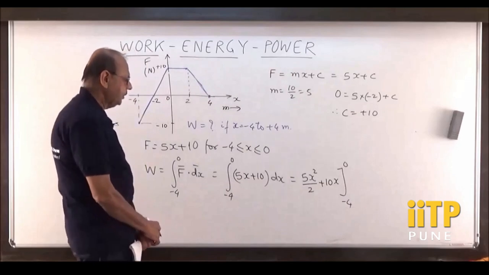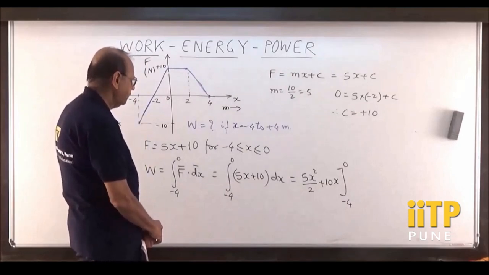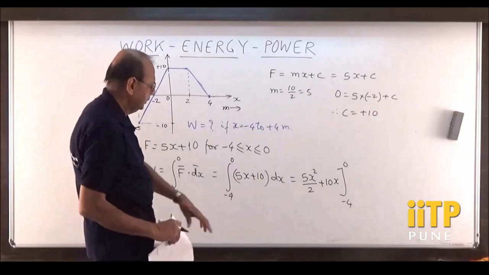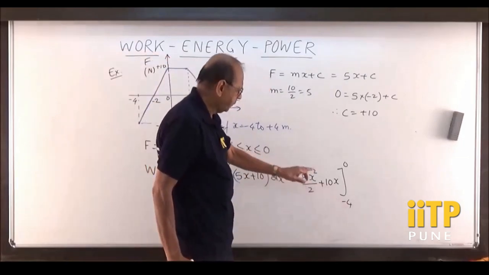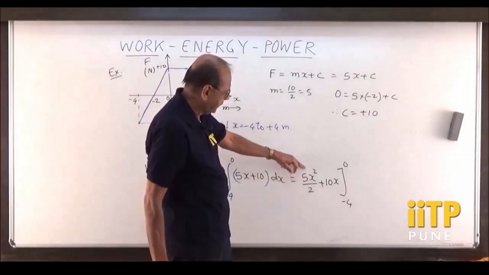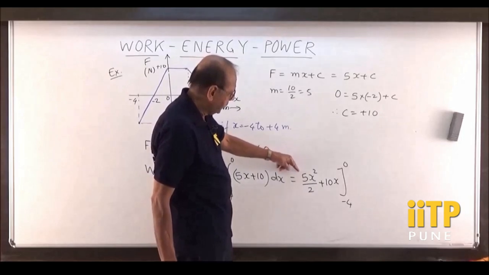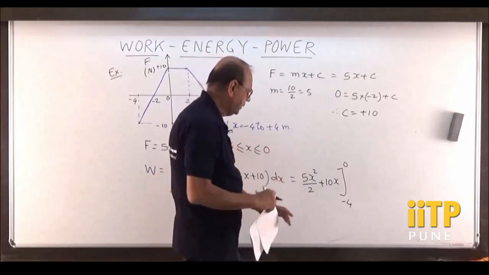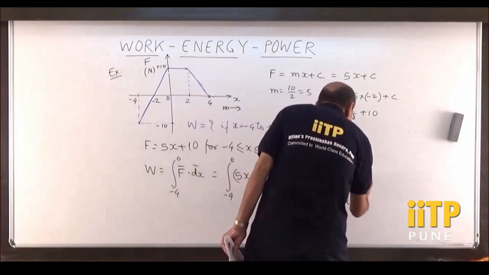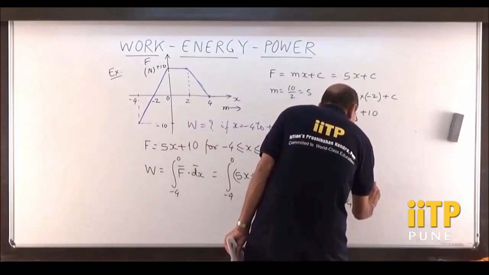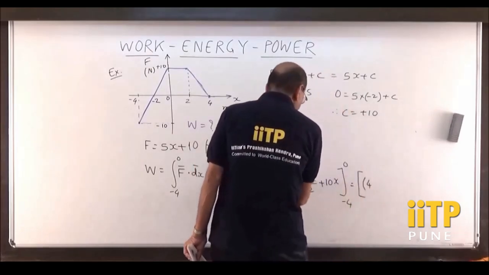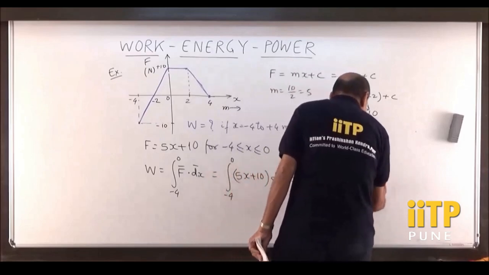Now all that I have to do is put the values of minus 4 and 0 in this equation. If I put minus 4 here, the square becomes plus 16. 16 into 5 is 80, divided by 2 is 40. So this is equal to 40. This part is 40.